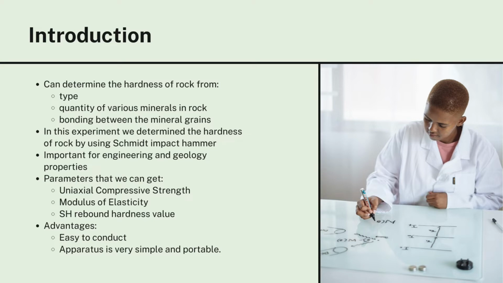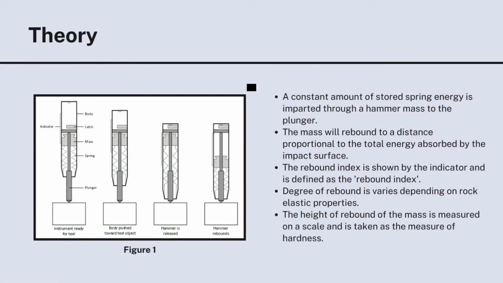From this experiment, the parameters that we can get are uniaxial compressive strength, modulus of elasticity, and the SH rebound hardness value. And the advantages for the experiment is the experiment is very easy to conduct and the apparatus is very simple and portable. Next, we move on to the theory for this experiment.